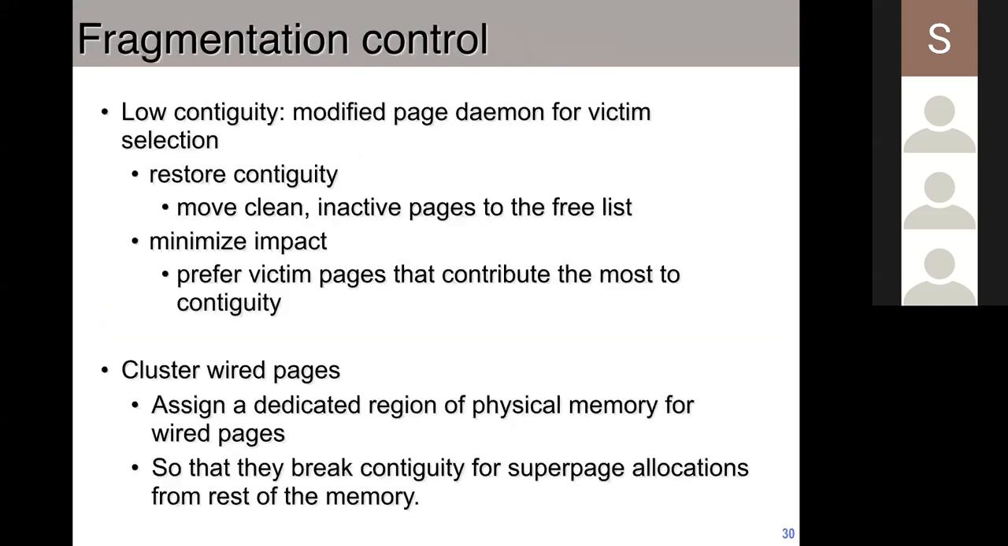So the other issue, fragmentation, we talked about this a little bit earlier. In order to allocate a super page, you need contiguous memory that is free. And over time, if you're going to allocate different size super pages, then memory is going to get fragmented, right? So what you need is some contiguity restoration technique.